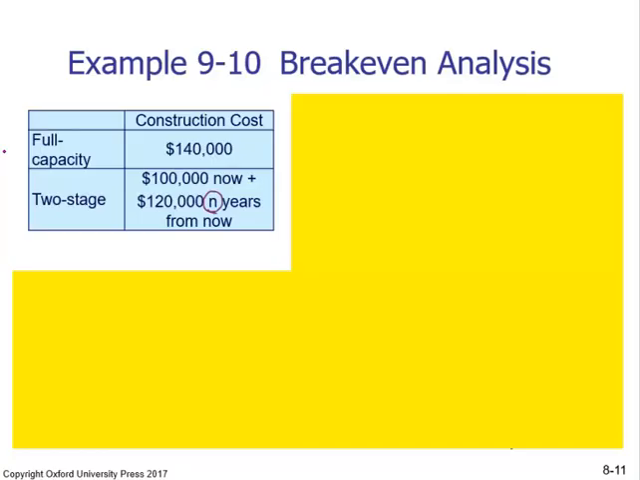Okay, so now we have these two things. We have this uncertainty, so it is a case of sensitivity analysis. So what you are supposed to do is compare these two cases together and come up with the idea of when full capacity is better and when two-stage is better.